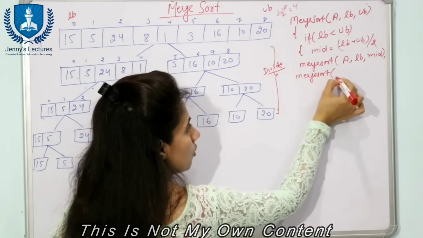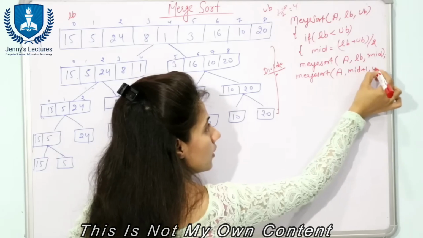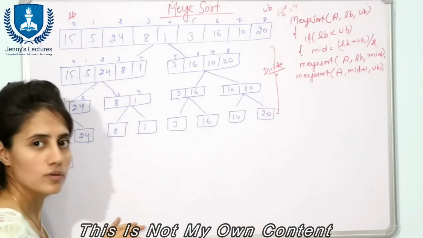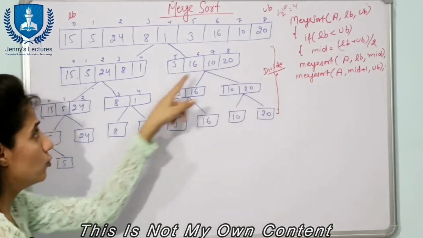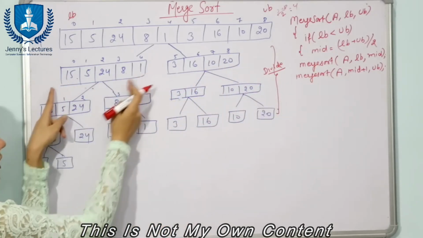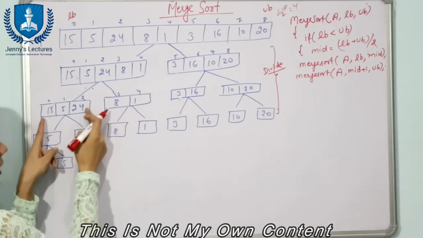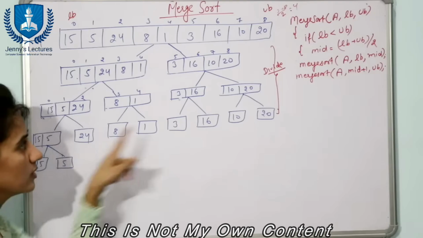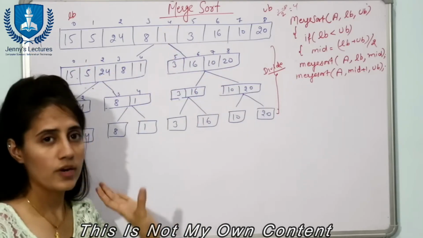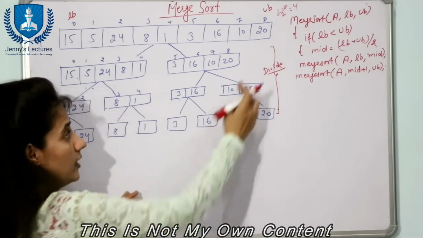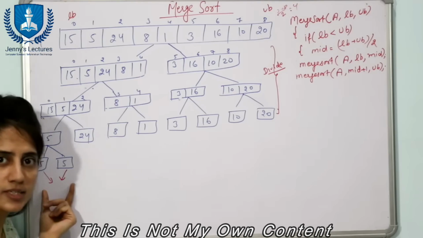merge sort on array A from mid plus 1 to upper bound, right? And this is what? Recursive call. We are going to recursively divide this again into 2 halves, from 0 to mid and mid plus 1 to this one. Again we are going to divide into 2 halves. So this is a recursive call to the left part and to the right part. Fine. Finally, after that we are going to merge these arrays.